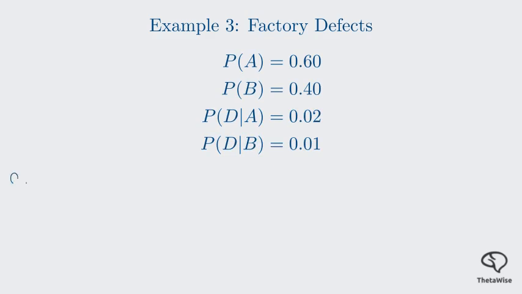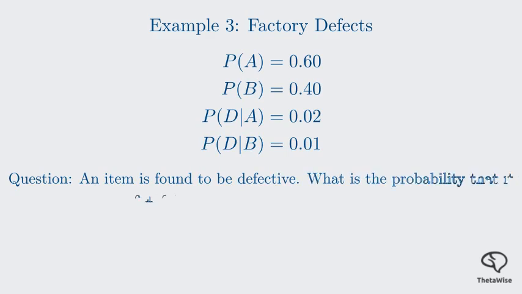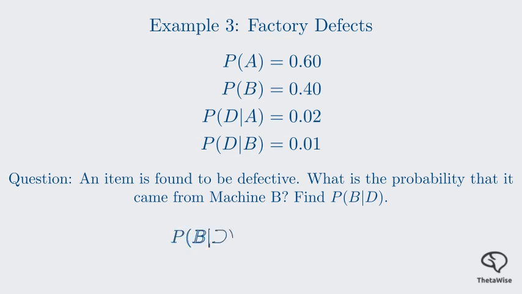Now for the question. A customer receives a defective item. What is the probability that it came from Machine B? We're looking for P of B given defect. Here's the twist. The evidence we observe, a defective item, is actually less likely to come from our event of interest, Machine B. P of defect given B is 0.01, which is smaller than P of defect given A, 0.02. What will Bayes' theorem say? The formula will give us P of B given D is equal to the probability of defect given B times the prior probability of B divided by the total probability of an item being defective.